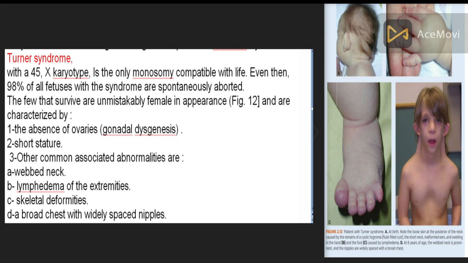The few that survive are unmistakably female in appearance, Fig 12, and are characterized by: 1. The absence of ovaries, gonadal dysgenesis. 2. Short stature. 3. Other common associated abnormalities are: A. Webbed neck. B. Lymphedema of the extremities. C. Skeletal deformities. D. A broad chest with widely spaced nipples.